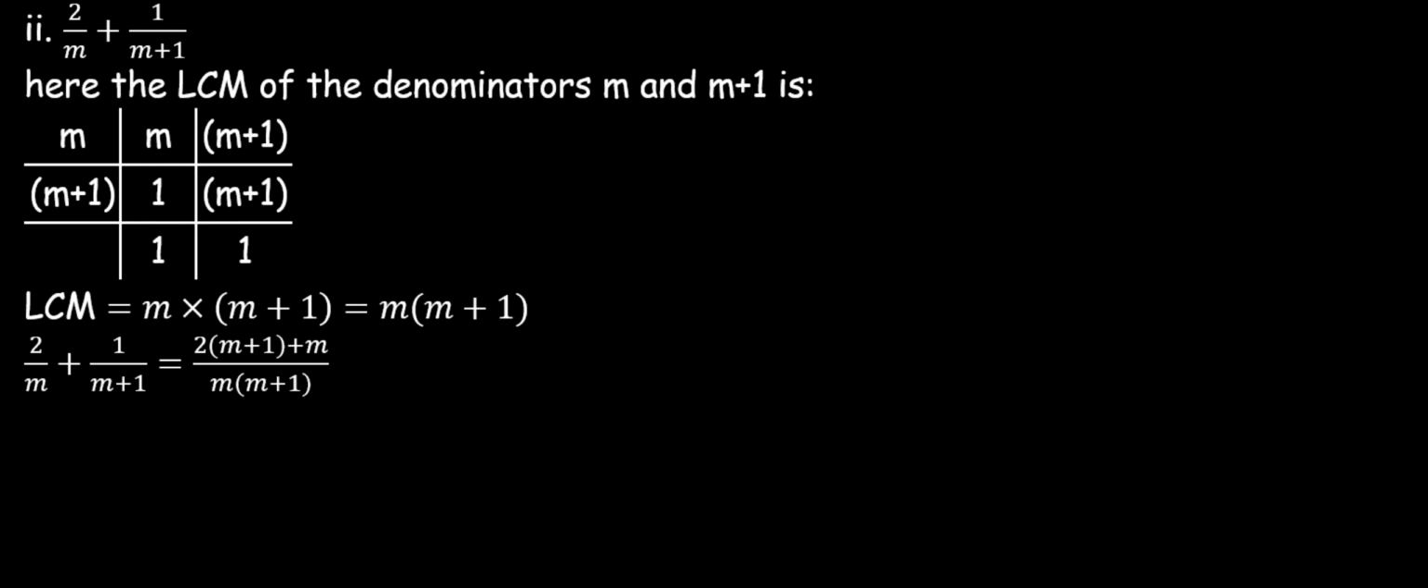And in the case of m plus 1 in the denominator, dividing our LCM of m into (m plus 1) will cancel out, and you'll be left with m. And that will multiply the 1. That's why you now have m there. When we open up the bracket, we now have 2m plus 2 plus m. Our denominator still remains the same, m into (m plus 1). And that gives us 3m plus 2 divided by m into (m plus 1).